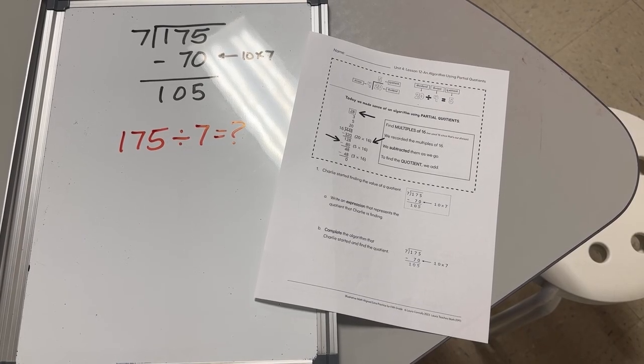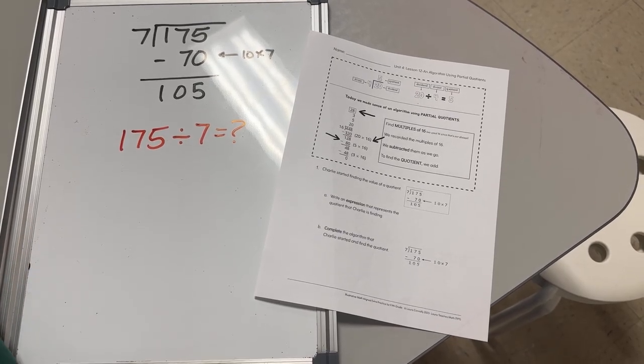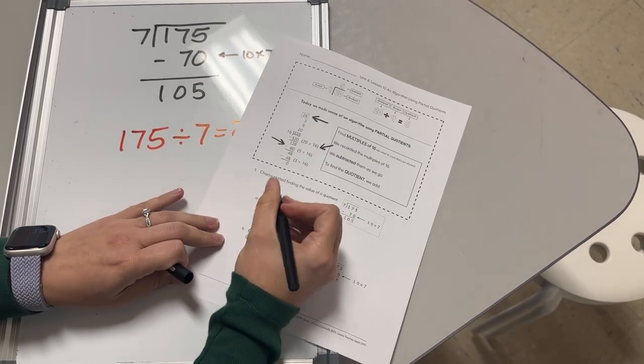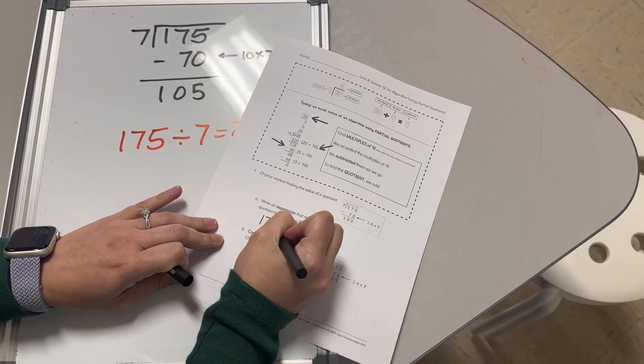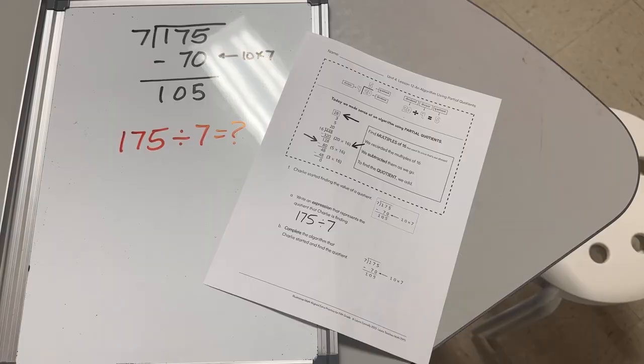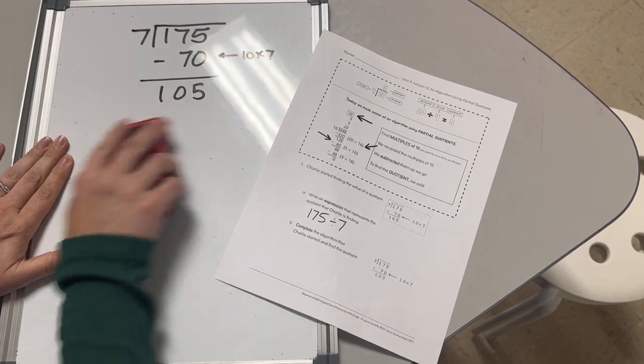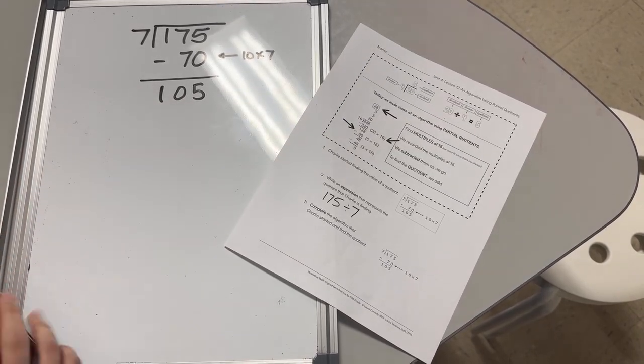So for that problem, for A, what we would do is just write in this equation, 175 divided by 7. And then B is telling us to complete the equation. So I'll go ahead and erase this part so that we can finish what he's doing.